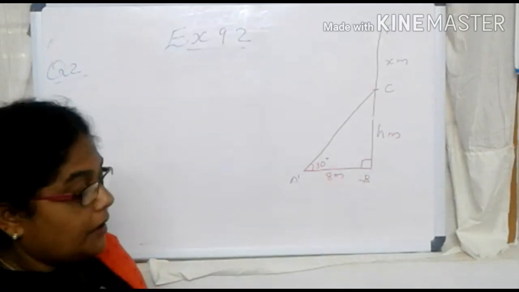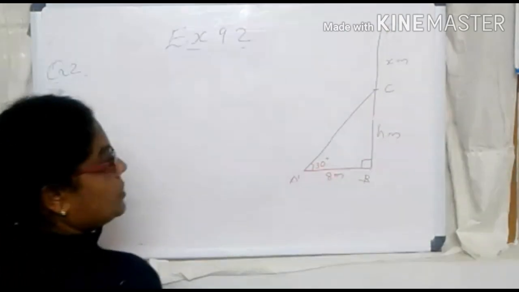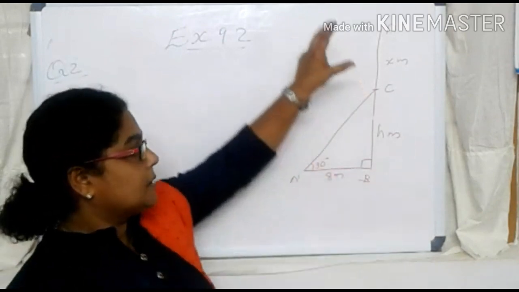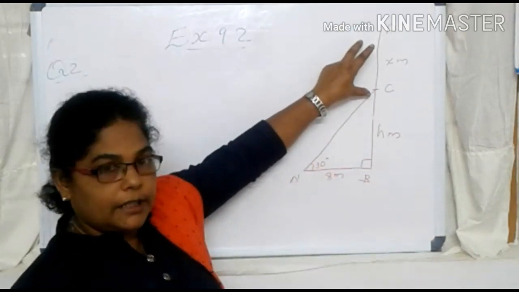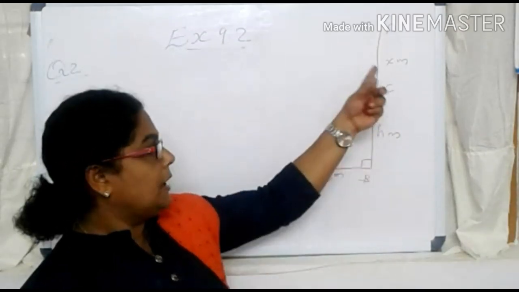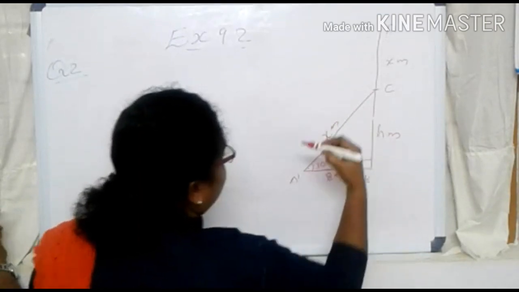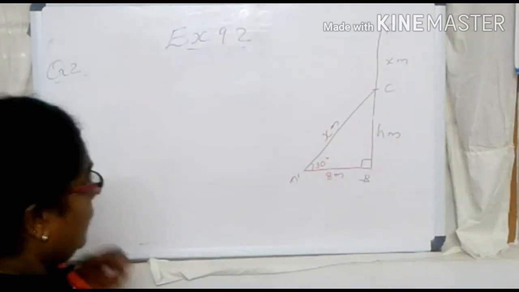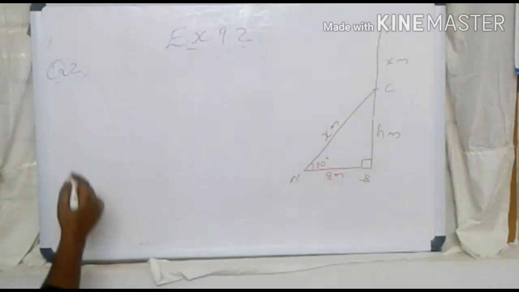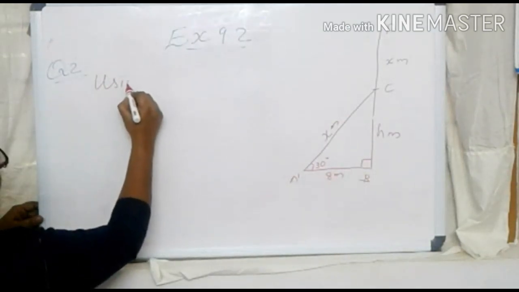Now what do we have to find? We have to find the total height of the tree. AB is the total height and it is broken from the point C. So the broken part is X meter and the remaining part is H meter. Okay, now which theorem can we use? We can use Pythagoras theorem. No, trigonometry. Now using trigonometry.